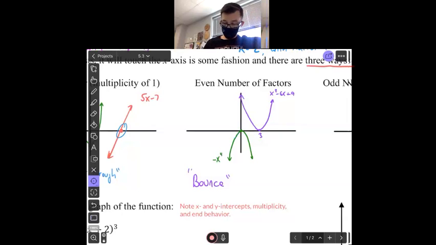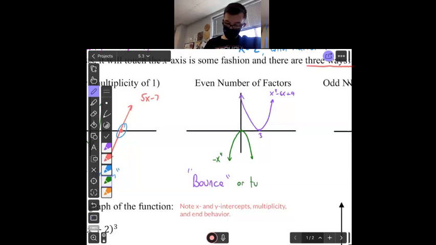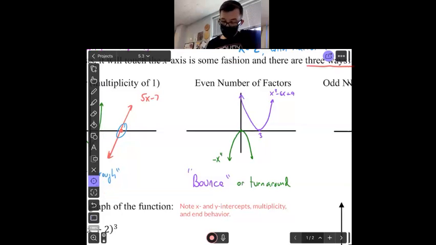Sometimes you might hear it called a turnaround. Again, I like to use the word bounce. So even factors, even numbers of roots, bounce or turn around at that point. This one would have 2 factors of 3, this one would have 4 factors of 0, but either way, it just bounces at that point. You've seen that happen, bounce off the x-axis. That's not brand new to you guys.